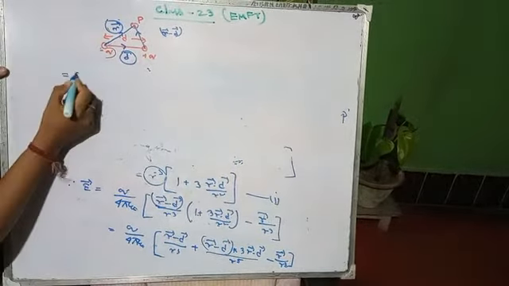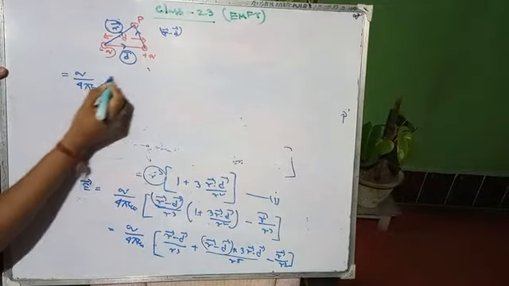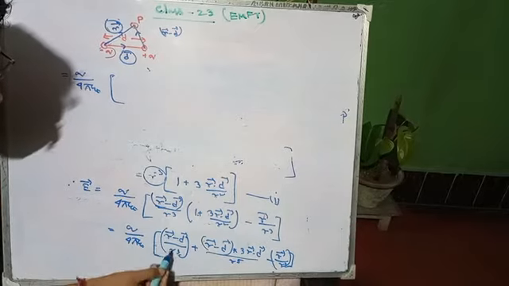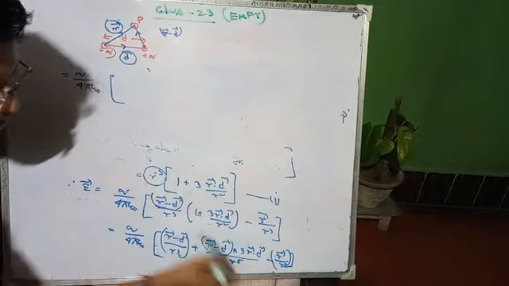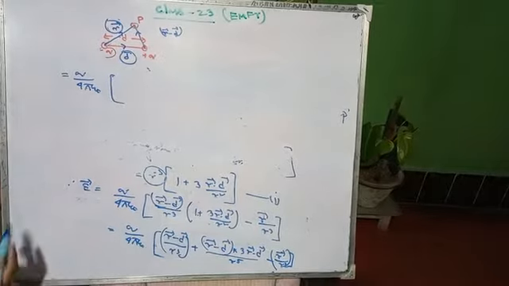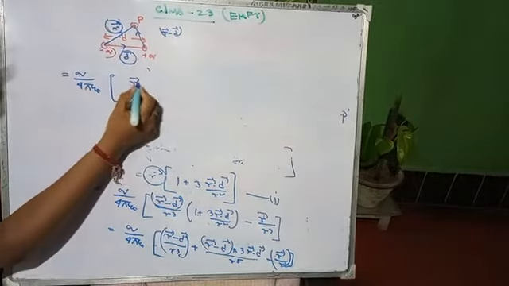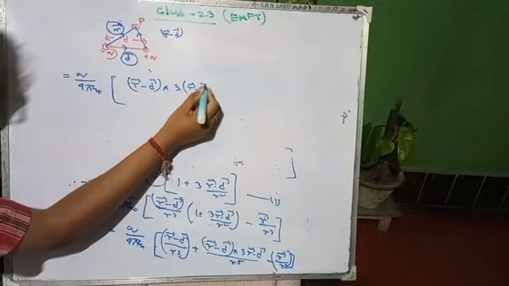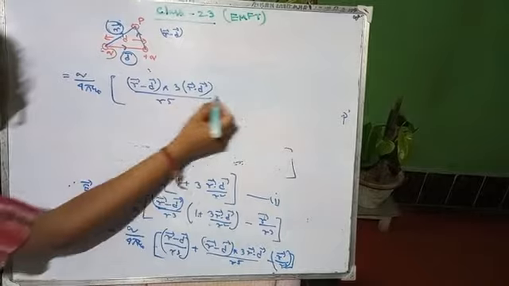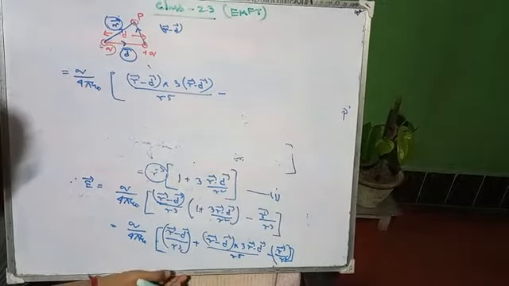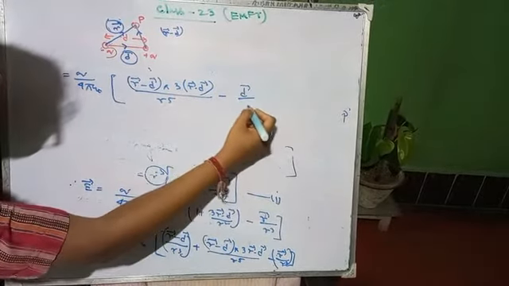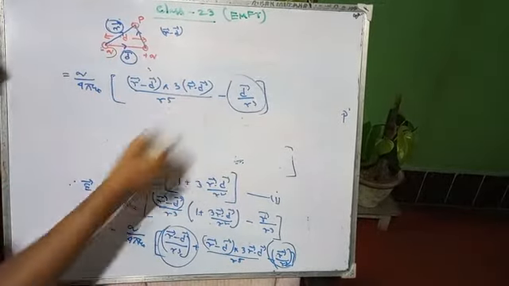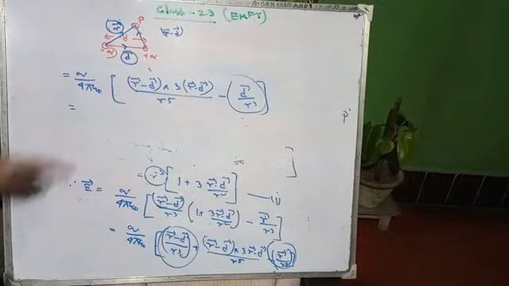Now follow the next line, equals q by 4 pi epsilon naught. This term and this term, if we solve it, r vector by r cube and minus r vector by r cube will cancel out themselves. So it will result in r vector minus d vector multiplied with 3 r dot d divided by r to the power 5 minus d vector by r cube. This term and this term simplify to give this one, okay. So now you have this one.